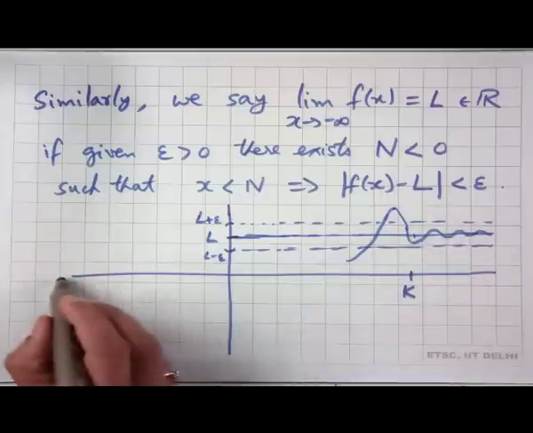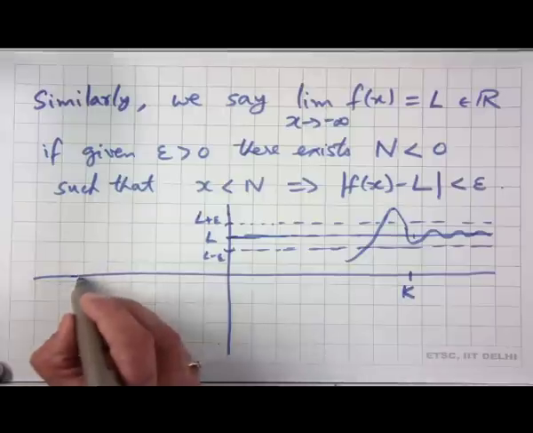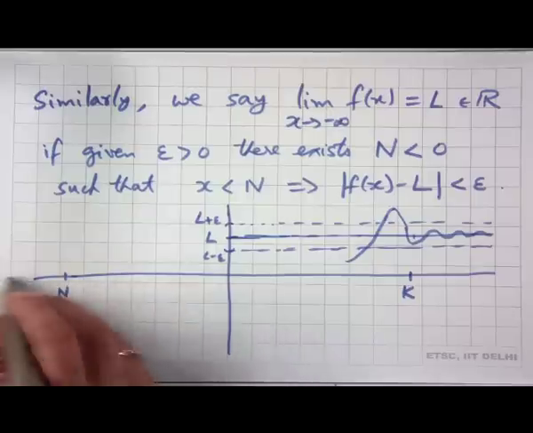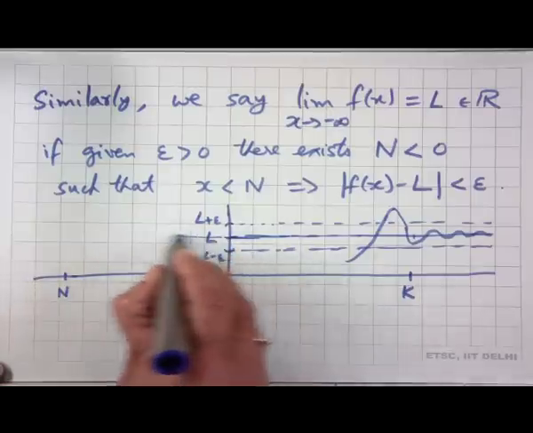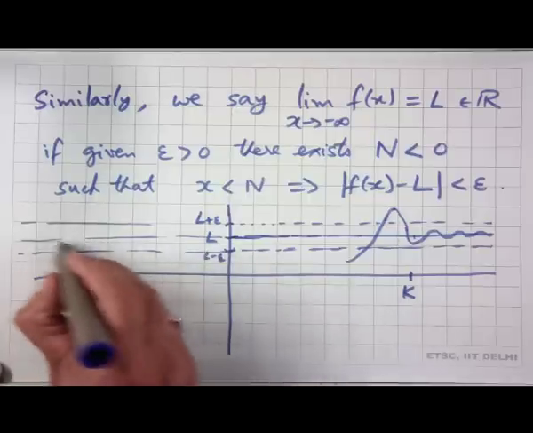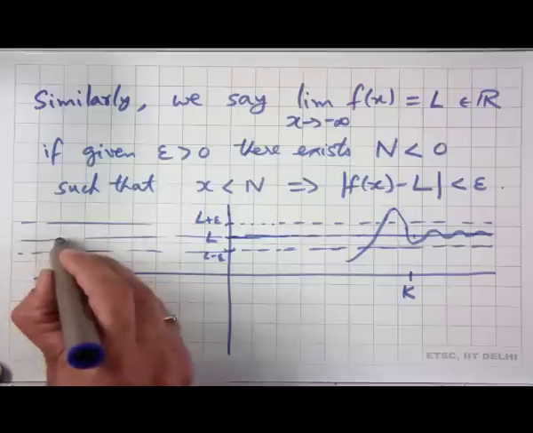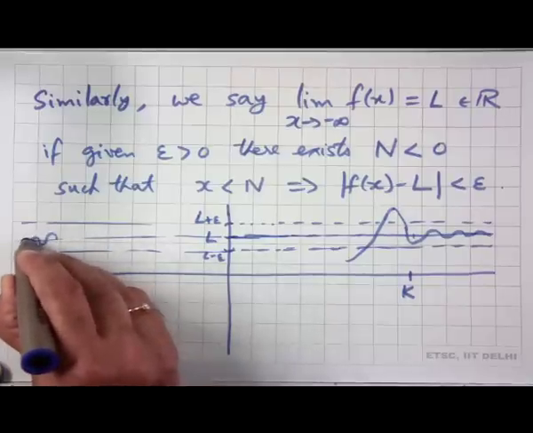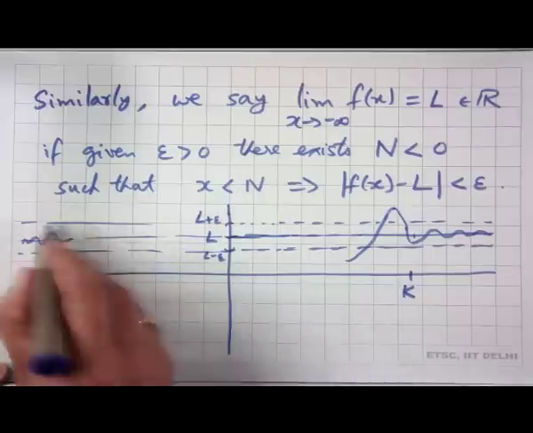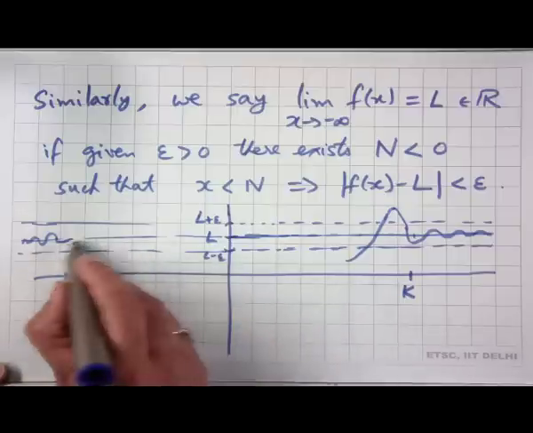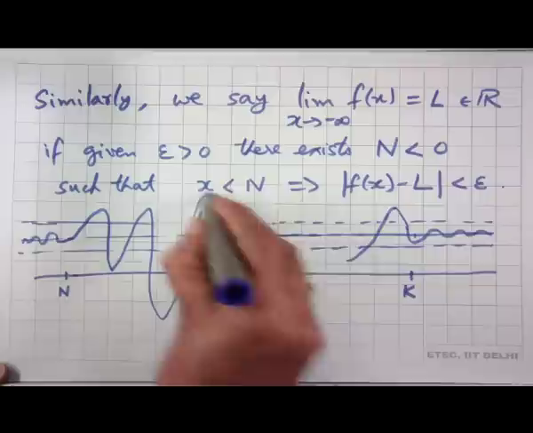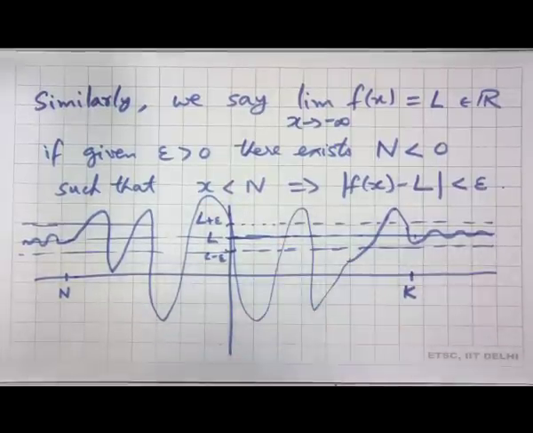Similarly, at negative infinity, it means there exists some n such that before this n the function has to approach this L. Right. So, given any epsilon, you can choose this n such that the value of the function can be anything in between. So, this is what it means.